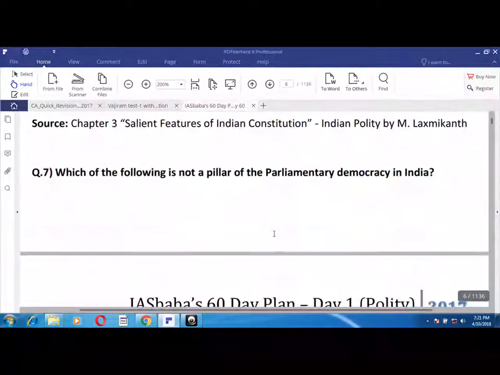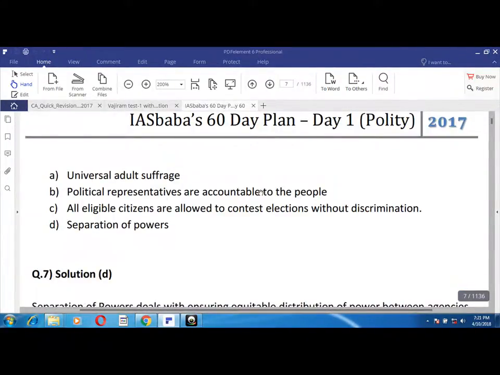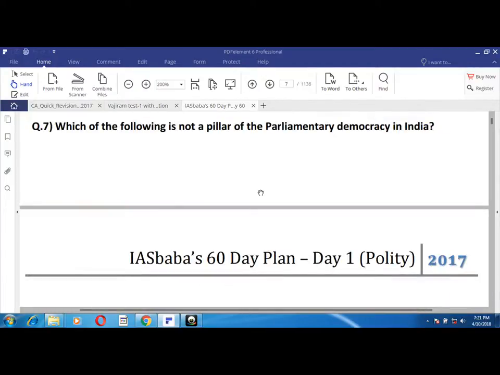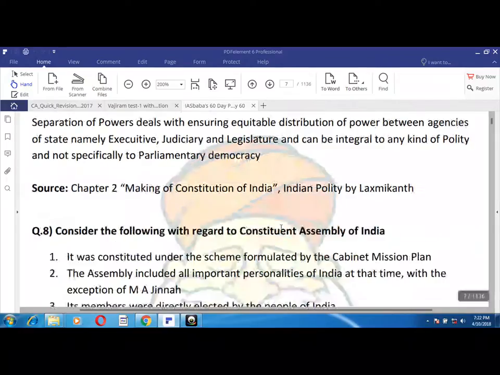Which of the following is not a pillar of the parliamentary democracy in India? Separation of powers. Separation of powers deals with ensuring equitable distribution of powers between the agencies of the state, namely executive, judiciary, and legislature, and can be integral to any kind of polity, not specifically parliamentary democracy.